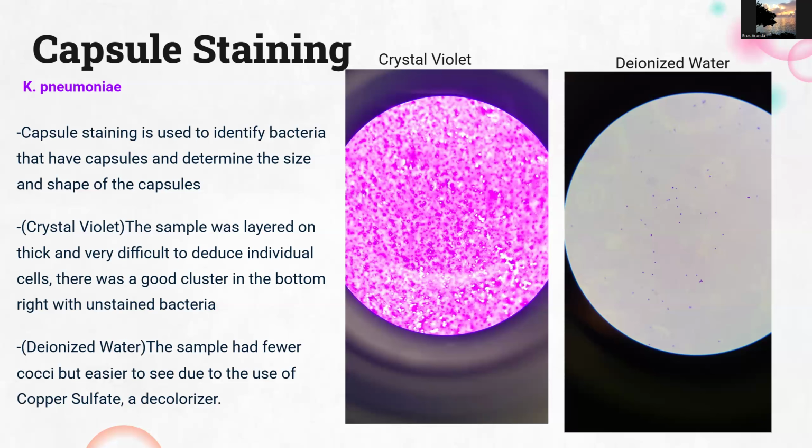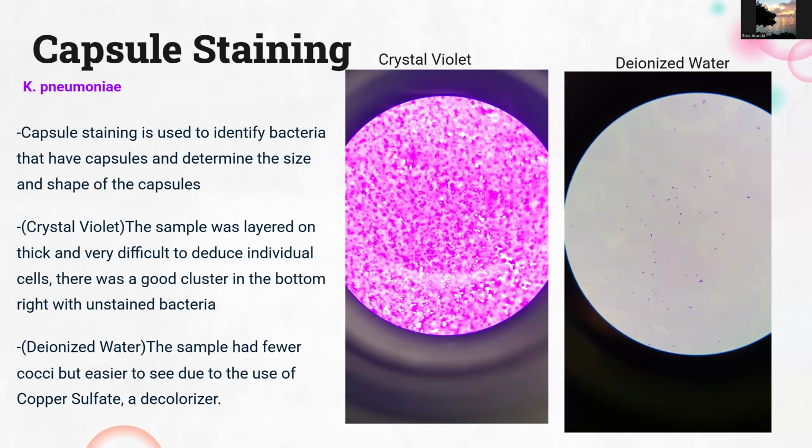So the issue with the crystal violet is, one, there was a lot of crystal violet which the bacteria sat in, so it was rather hard to actually see it. The crystal violet seeped into the cells and wasn't even rinsed off with the decolorizer, the copper sulfate.